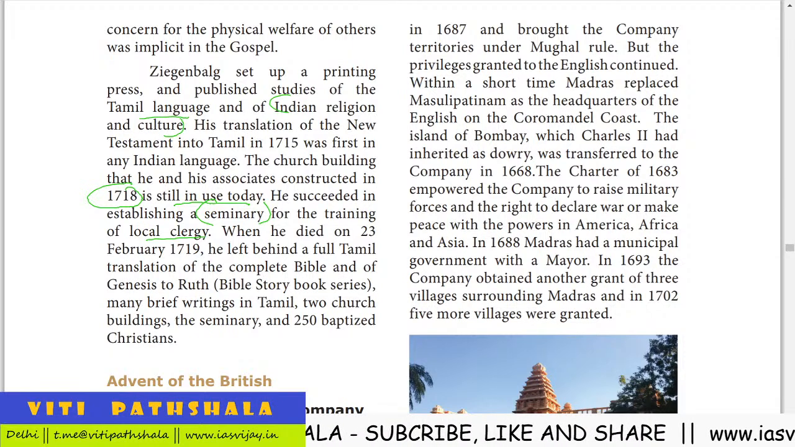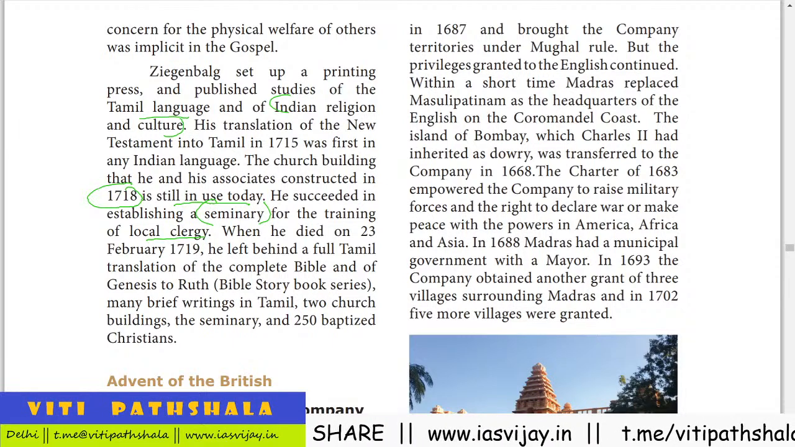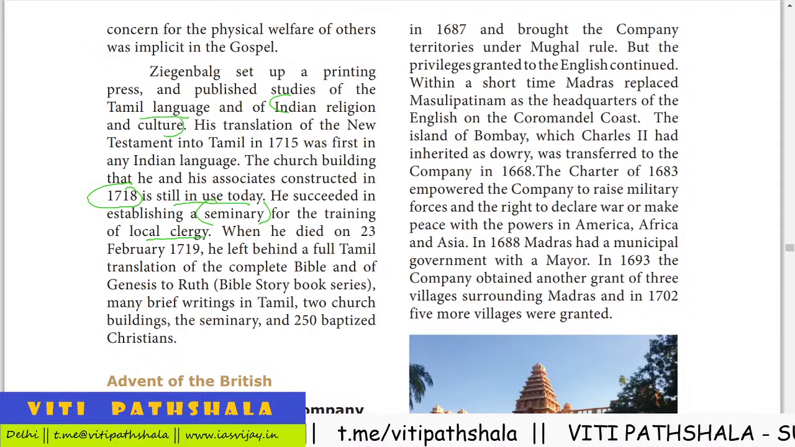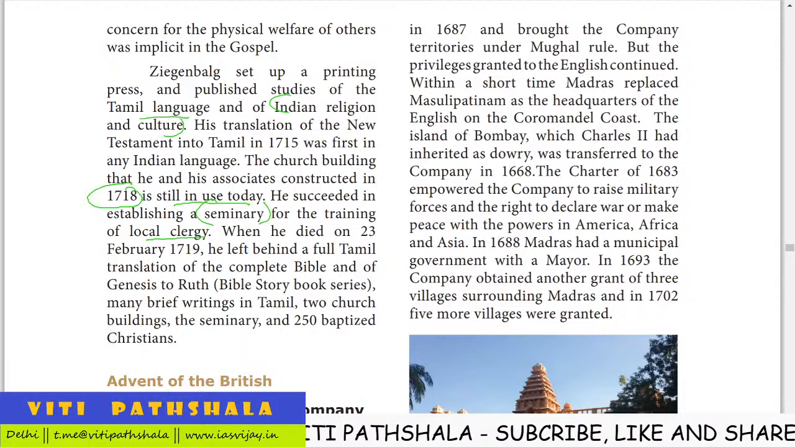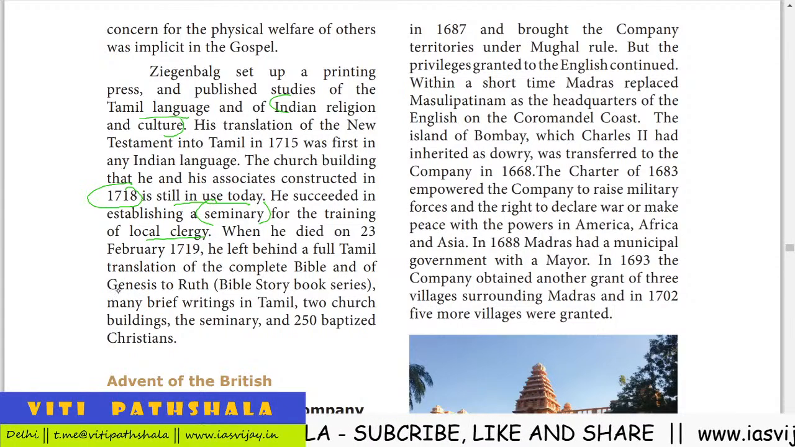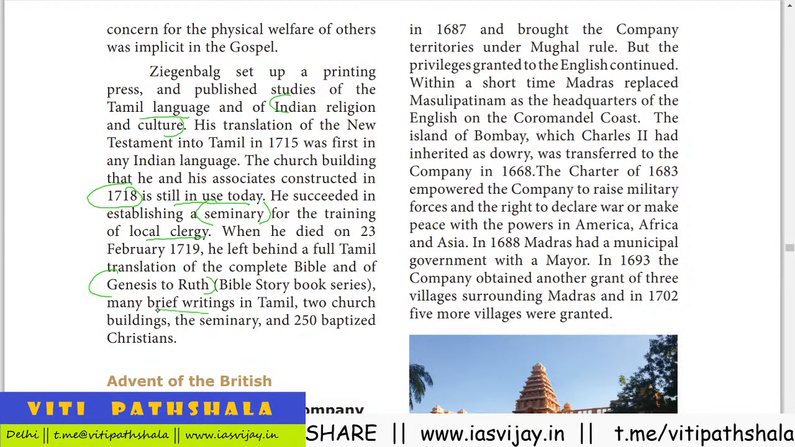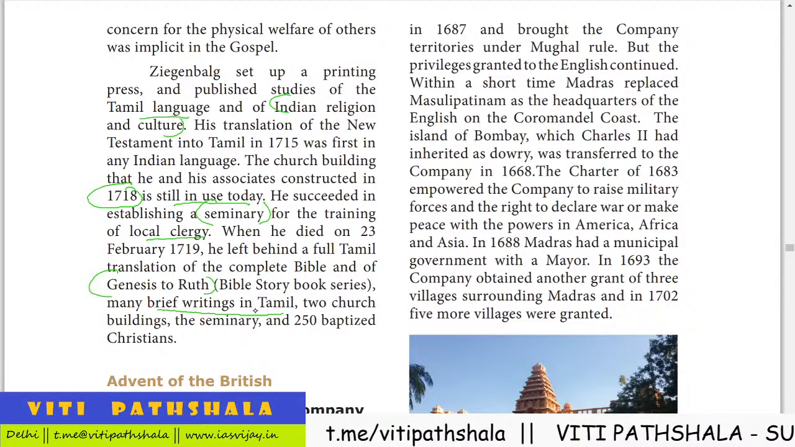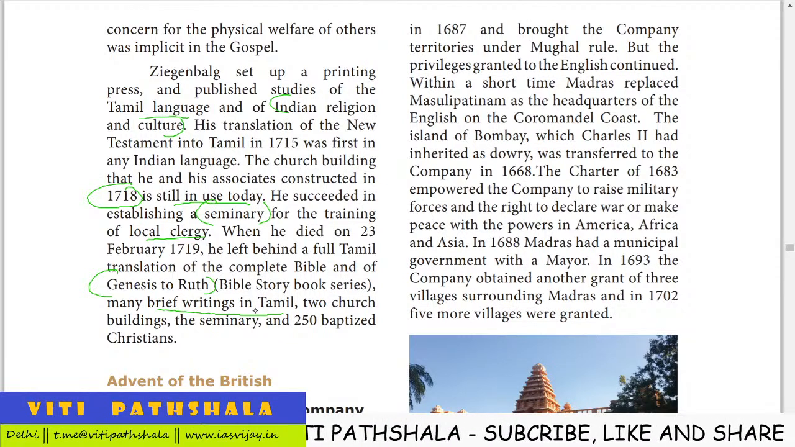When he died on the 23rd of February 1719, he left behind a full Tamil translation of the New Testament and of the Bible from Genesis to Ruth, that is, the Bible story book series. He also left many brief writings in Tamil, two church buildings, the seminary, and 250 baptized Christians.